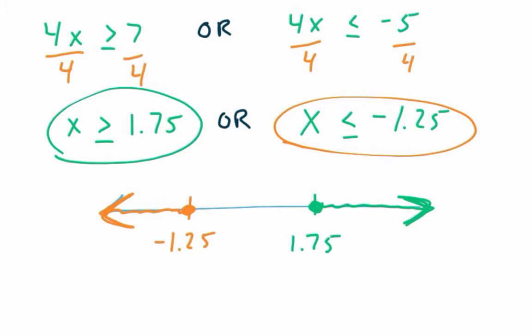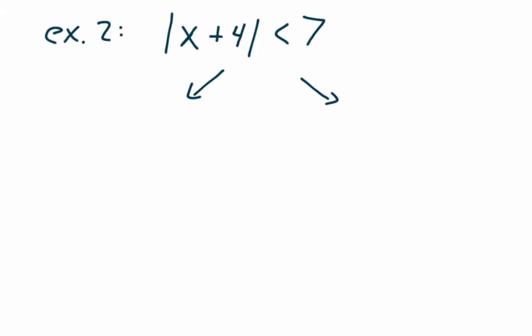Now if we were to do a less than problem, here I have my example 2. I'm going to do a little bit simpler one, so it'll take us less time to solve. The absolute value of x plus 4 is less than 7. Now with this one, it's less than, so it's going to be an intersection problem. And our variable is already isolated, so we start right away with the step where we break it apart.